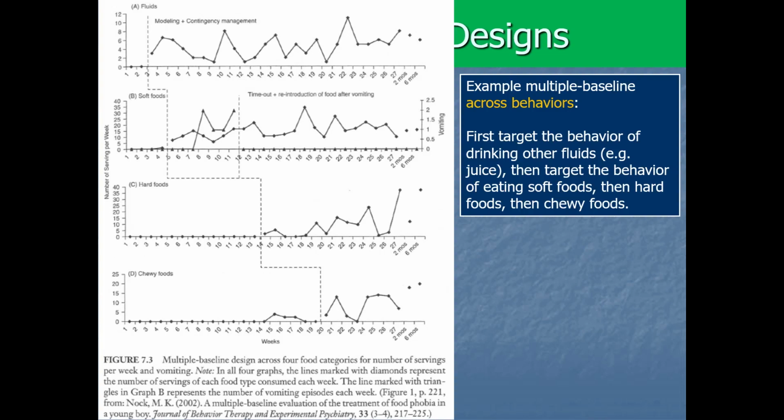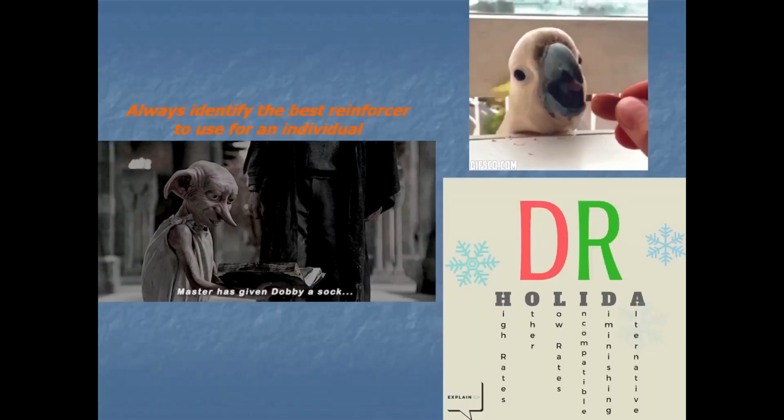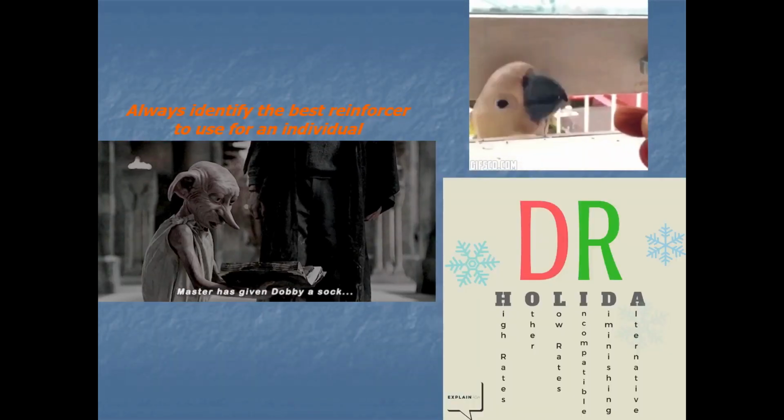If you go to the third graph down, you can see hard foods, where again, he wouldn't try any until they introduced the treatment for it on week 14, after which suddenly he's eating hard foods pretty consistently, again, even months after the intervention had stopped. And in the bottom graph, we see the same thing for chewy foods. So this was a real life example of a multiple baseline design showing that modeling plus contingency management worked to get a little kid like this eating foods that he had refused for years to the extreme detriment of his health.